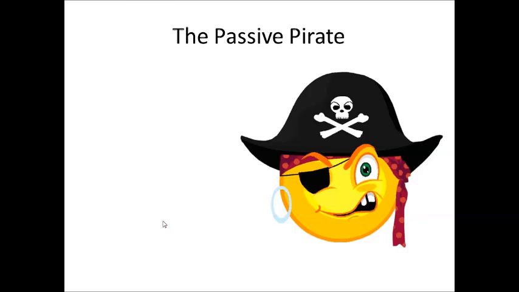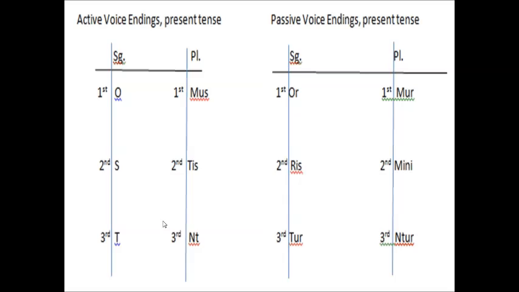This is the way that I like to remember my passive endings. This is the passive pirate. He's our friend, and he always finishes his sentences by saying "are." By remembering that, you can remember that your passive endings, except for one, which for some reason doesn't like to follow the rule, always have the letter R in them.